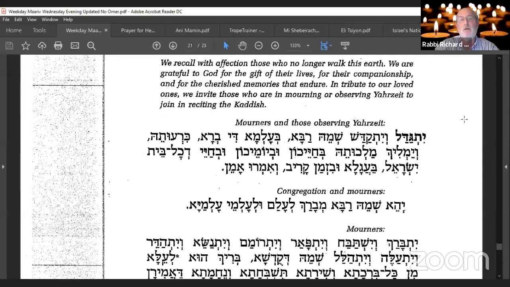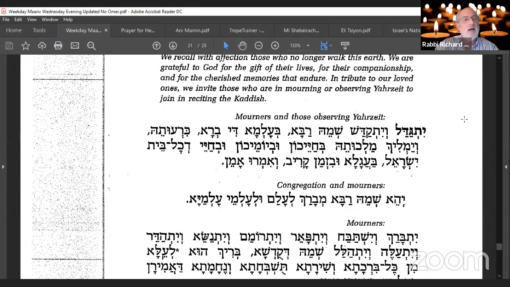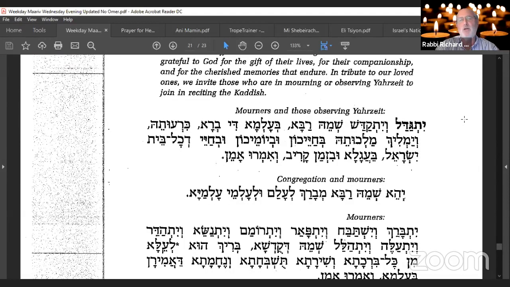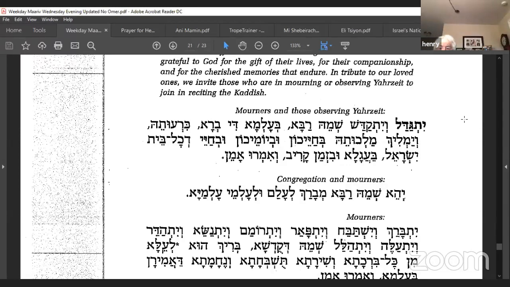We have different customs. At this time, I'm going to ask those of you who are saying the Mourner's Kaddish, you may open your microphones. Only those of you saying the Mourner's Kaddish. And if you wish to say the name of a loved one tonight, you may be remembering for either a yortzeit or just saying Kaddish for a loved one. You may say the name now.